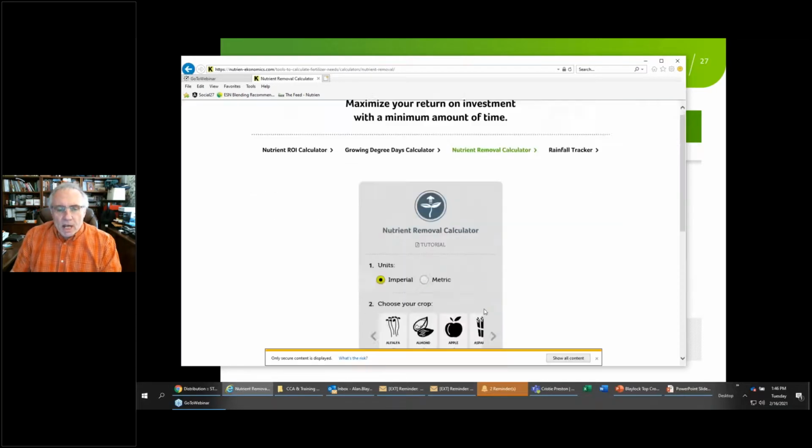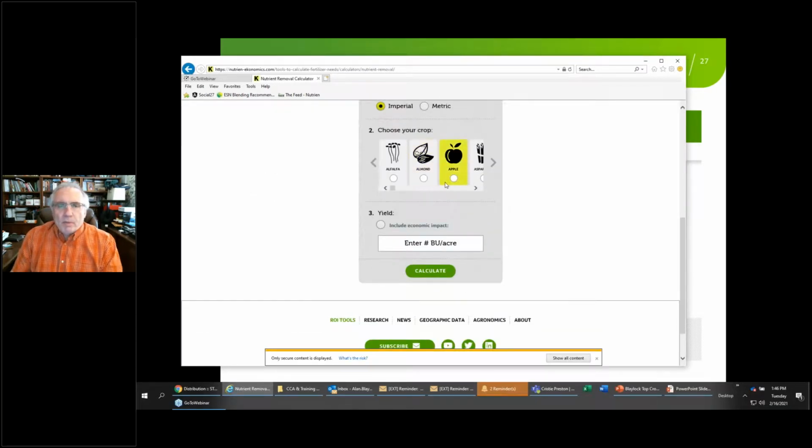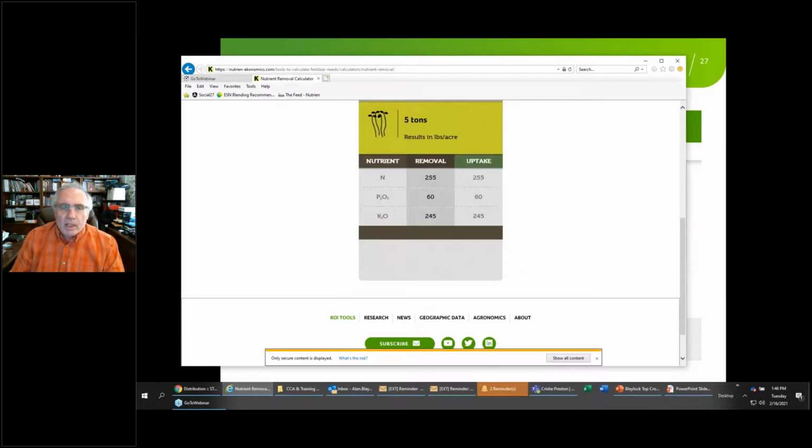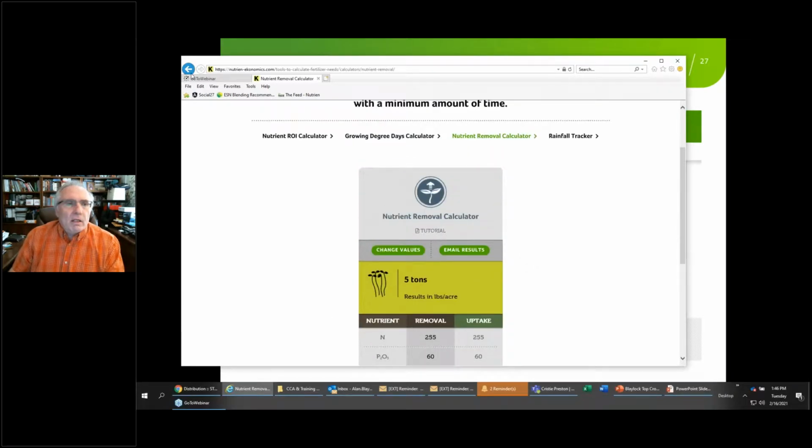So you can enter information about your crop. We have all kinds of crops here. We can enter, for example, alfalfa, and I put in a yield, let's just put in 5 tons per acre and calculate. And here's the nutrient uptake and removal. Now, in the case of alfalfa, those two are the same because we remove the entire crop. In a grain crop, we only remove part of the nutrients. So if you want to evaluate what your nutrient removal is like, this is a tool that maybe could be helpful.